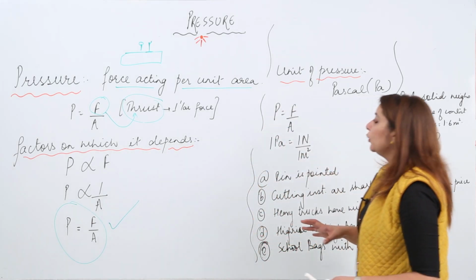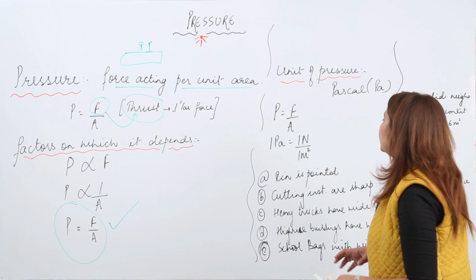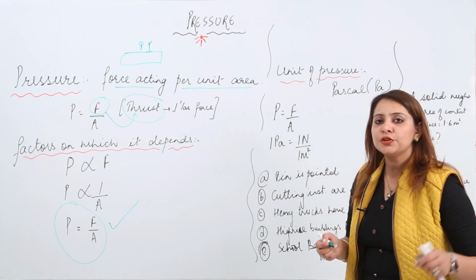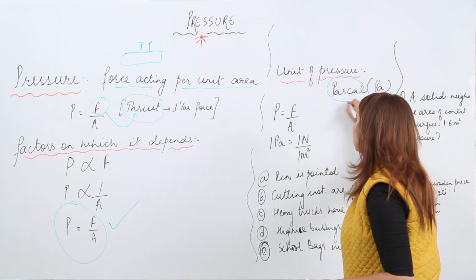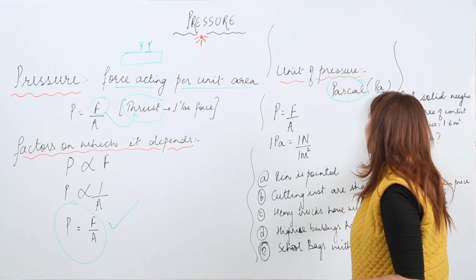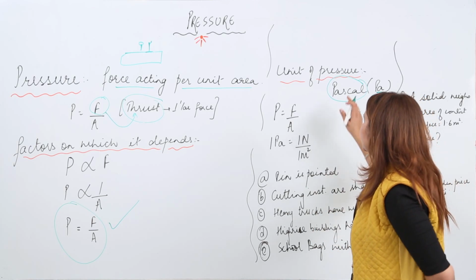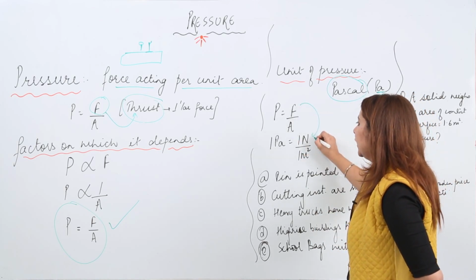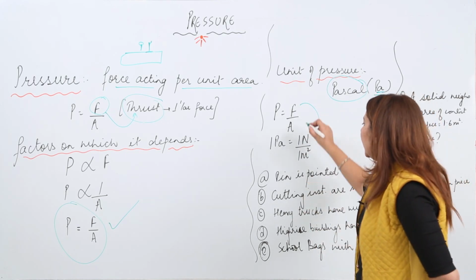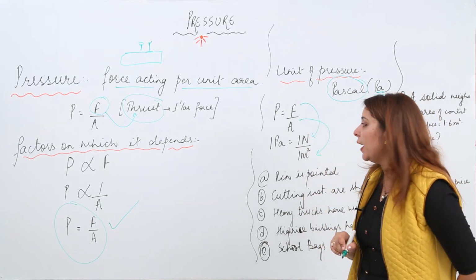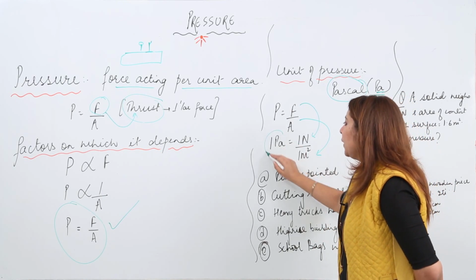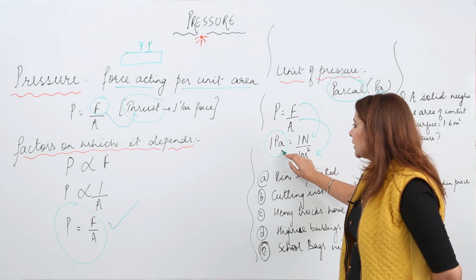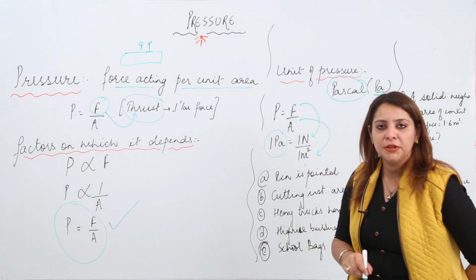Now we are going to look at its unit. As we know, pressure is F upon A, so the unit in which pressure is measured is Pascal, which is written as Pa. If I put the SI units of force and area, the SI unit of force is 1 Newton and area is 1 meter square. So 1 Pascal is equal to 1 Newton over 1 meter square.